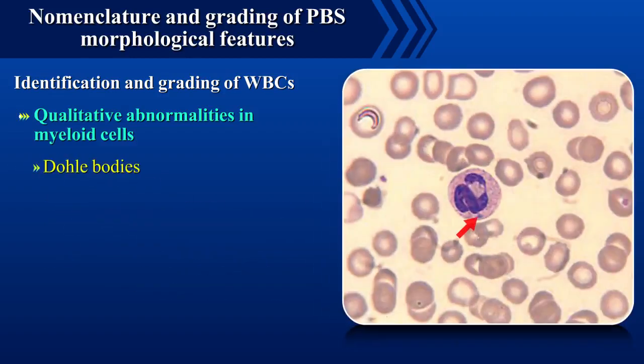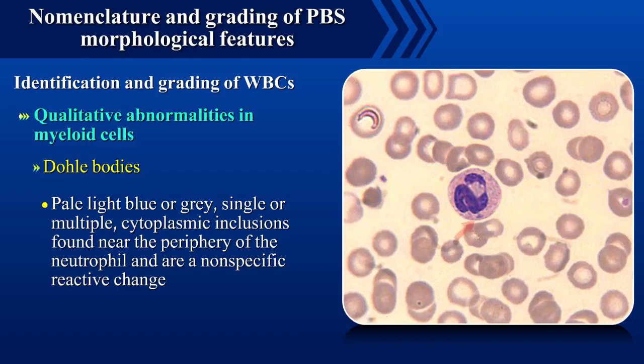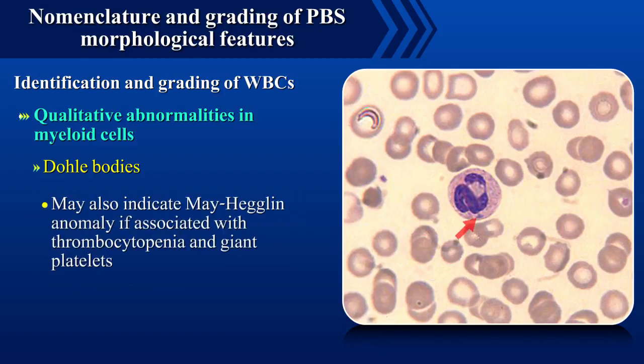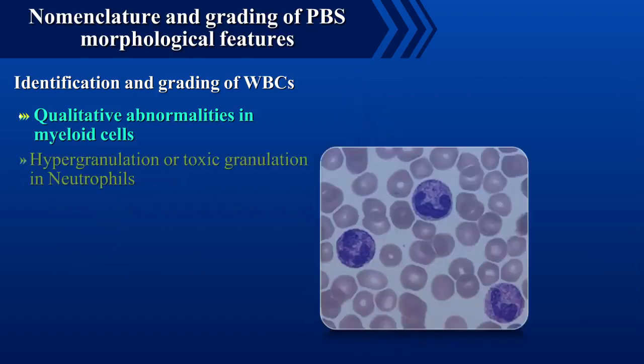Döhle bodies are pale light blue or grey single or multiple cytoplasmic inclusions found near the periphery of the neutrophil and are a non-specific reactive change, but may also indicate May-Hegglin anomaly if associated with thrombocytopenia and giant platelets.